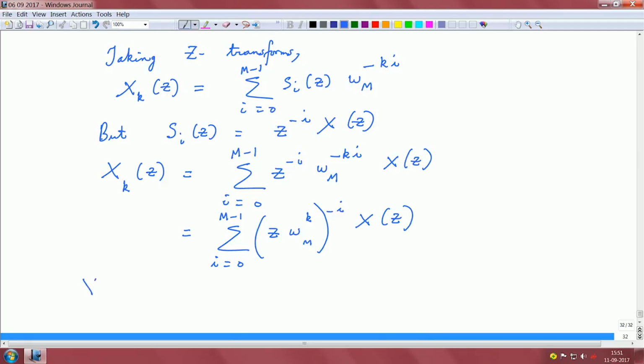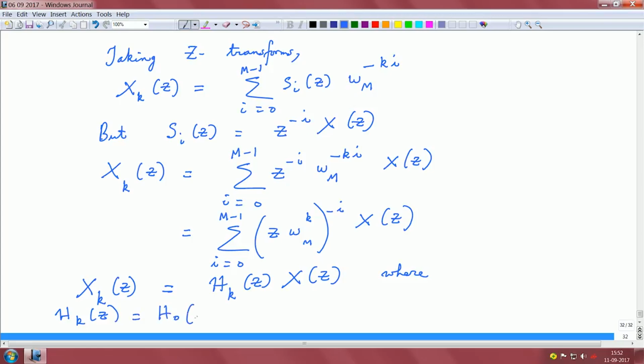Now we can say x suffix k of Z can be written in the form hk of Z times x of Z, where hk of Z is h naught of Z omega m power k, and h naught of Z is defined to be this filter 1 plus Z power minus 1 plus Z power minus 2 dot dot dot plus Z power minus m minus 1.